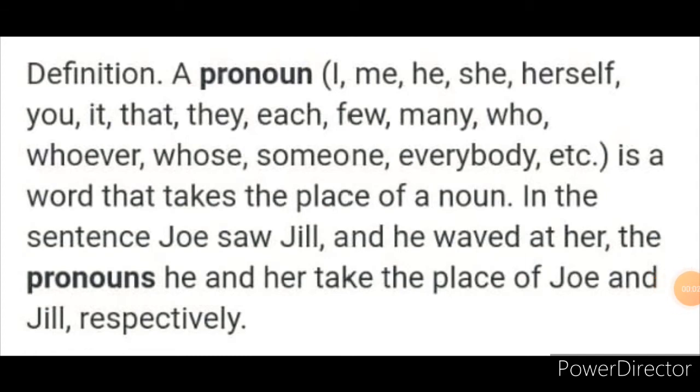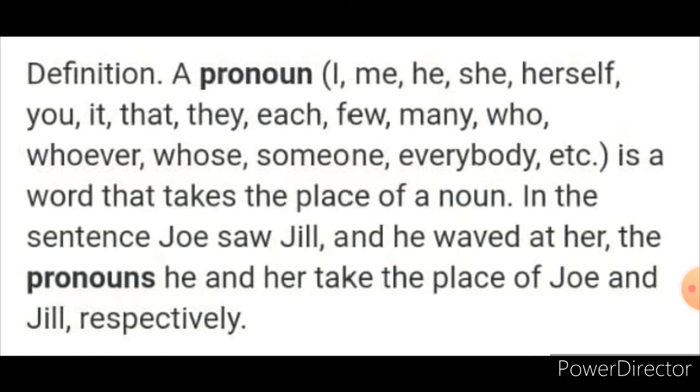The second type of parts of speech is pronoun. Look at the spelling: P-R-O-N-O-U-N, pronoun. A pronoun, that is I, me, he, she, herself, you, it, they, each, few, who, whose, whom, someone, everybody, etc. is a word that takes the place of a noun.